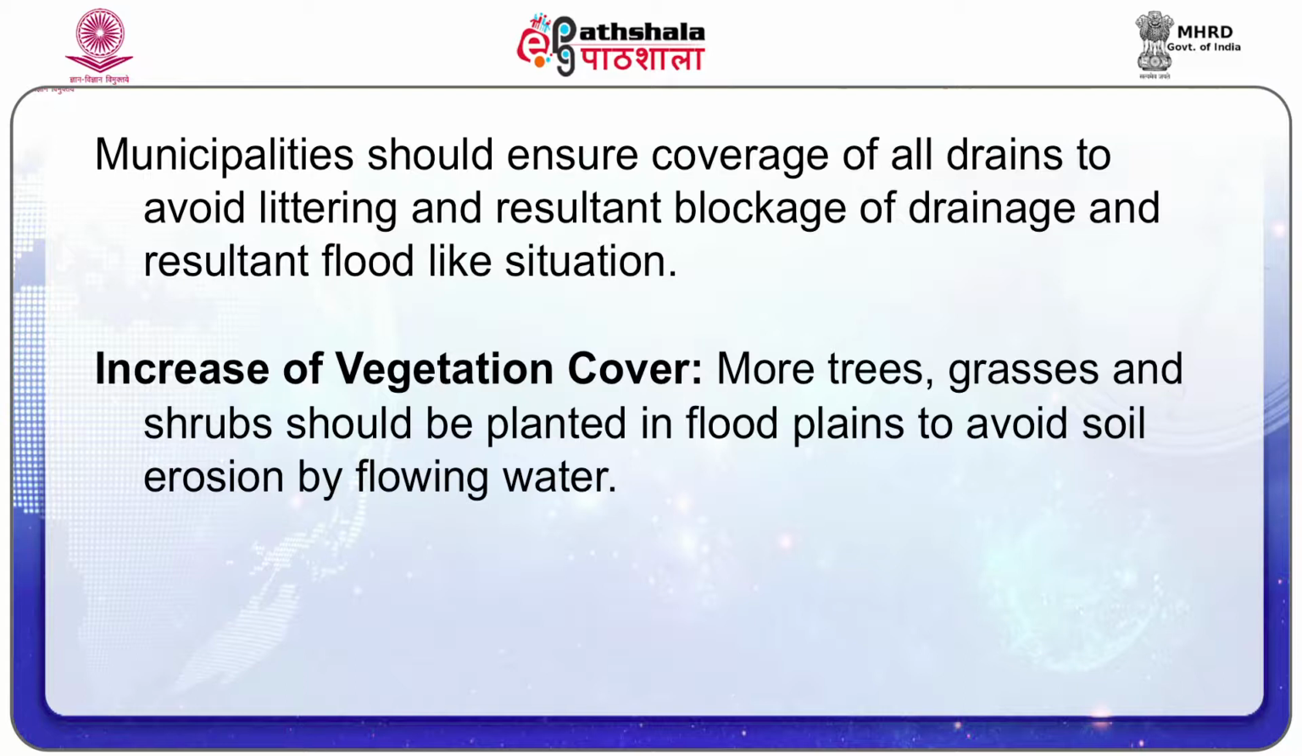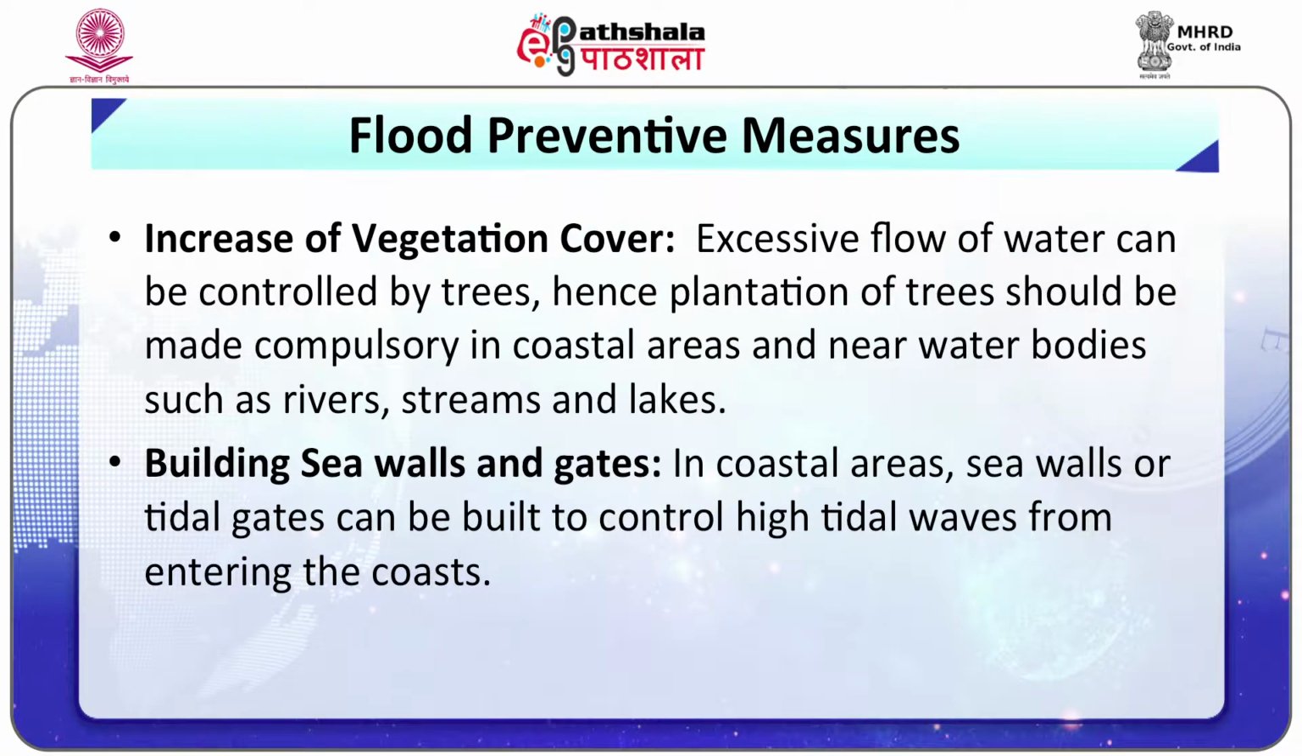Increase of vegetation cover. More trees, grasses and shrubs should be planted in flood plains to avoid soil erosion by flowing water. Excessive flow of water can be controlled by trees. Hence, plantation of trees should be made compulsory in coastal areas and near water bodies such as rivers, streams and lakes. Building sea walls and gates is another step that can be taken.